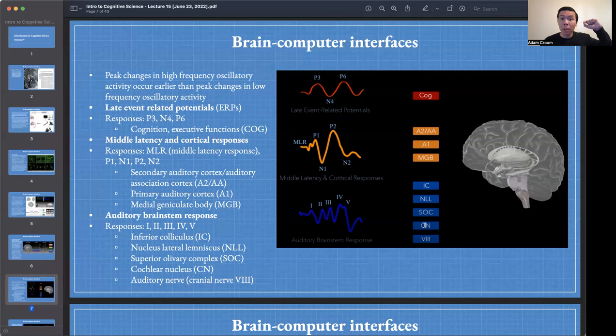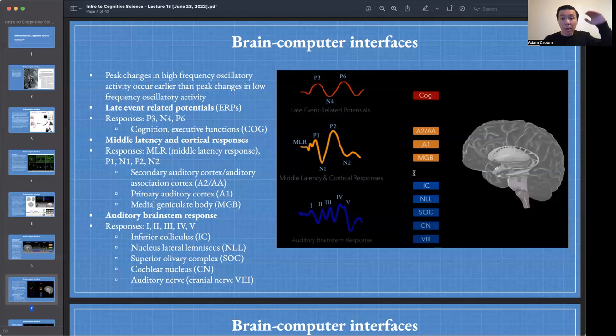Then we have the cochlear nucleus, then the superior olivary complex, then the nucleus of the lateral lemniscus, and then the inferior colliculus, okay? Progressing up from the bottom, the auditory nerve or cranial nerve 8, up to the inferior colliculus here in terms of auditory brainstem response, okay? And we see here that there's oscillatory activity at a higher frequency at this lower circuit level.